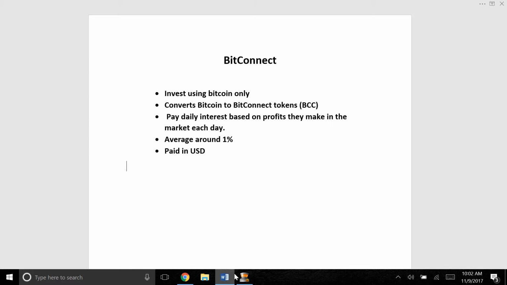I've seen it, since I've been a part of it, as high as I think 1.87% in one day, but it's typically around 1% a day. They pay you back exclusively in USD, in dollars. Now you can convert those into coins or into Bitcoin and then transfer it out if you wanted to. But we'll look at the platform. So that's the premise behind it.